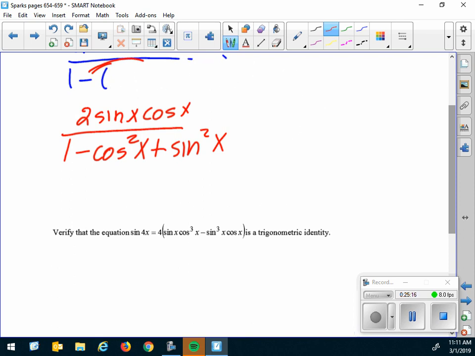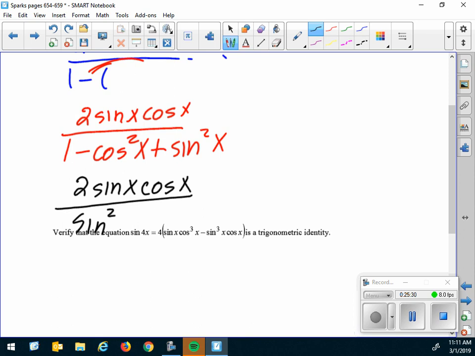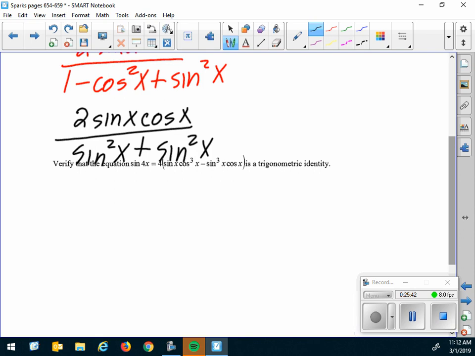Okay, so let's talk about that then. 2 sine x cosine x over... let me back up then. You can do it this way, it will just take you extra steps. So, yes, good point, good point. Okay.